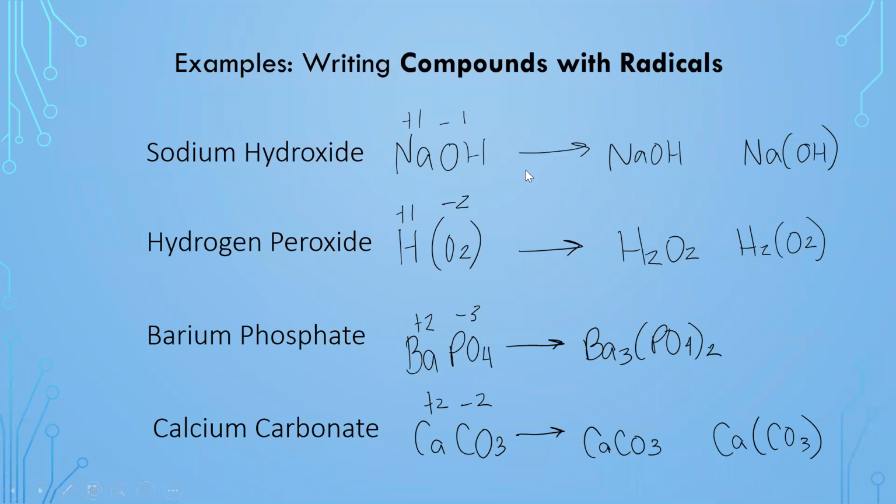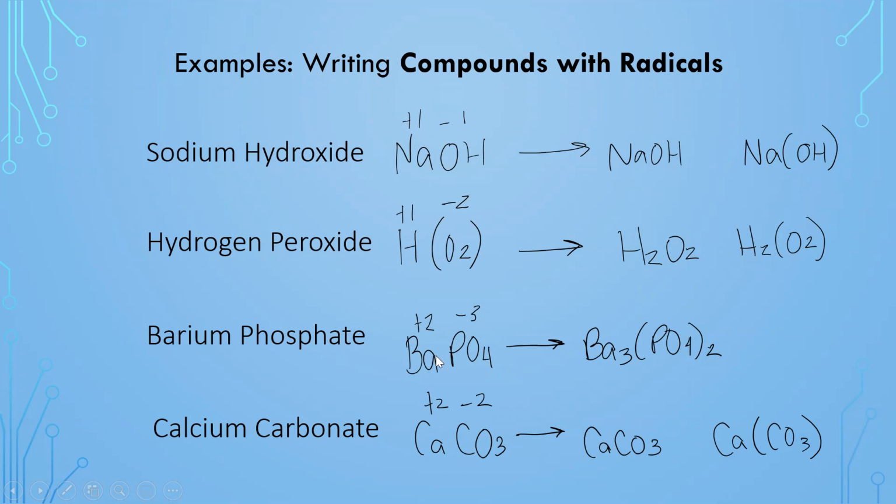Okay, so check these out. The first one was sodium Na, hydroxide OH, plus and -1, they cancel. So my final answer, NaOH, or you could put the OH in parentheses. Second one, hydrogen +1 H. Peroxide, in this case, is a radical O2. I know that's slightly confusing, so I just threw it in parentheses to show you it's not oxygen. Peroxide's a radical. So then my final answer is H2O2 because I had to crisscross the charges, or you could have H2 and O2 in parentheses.